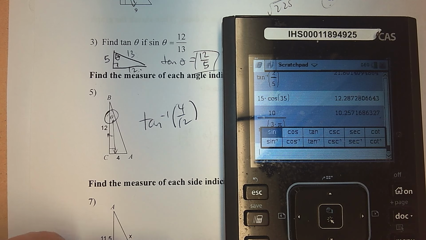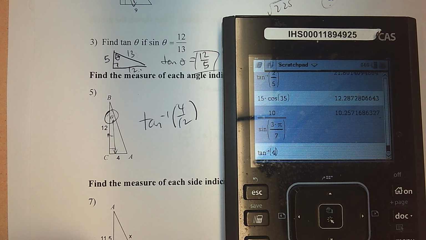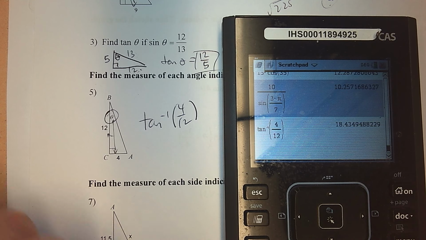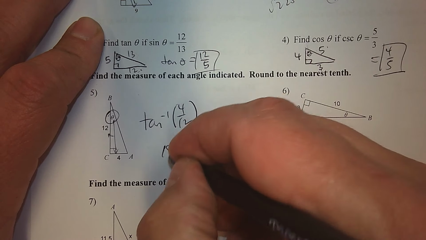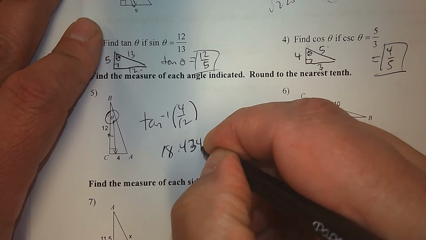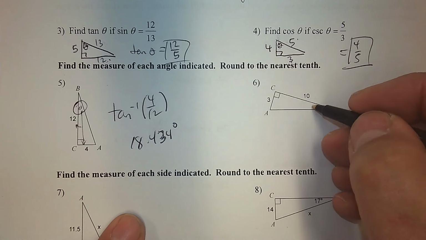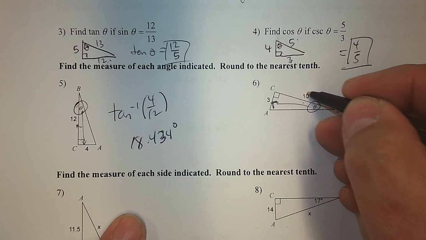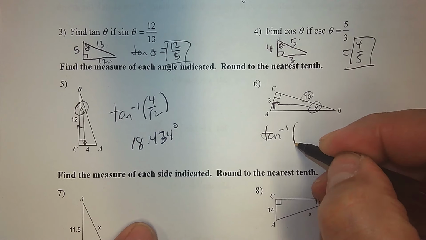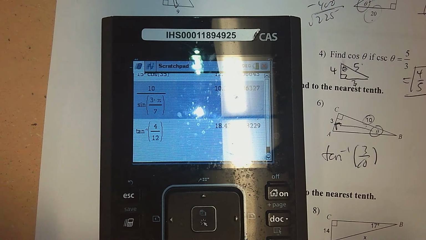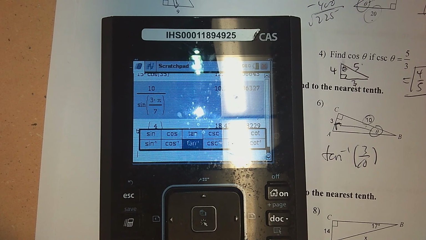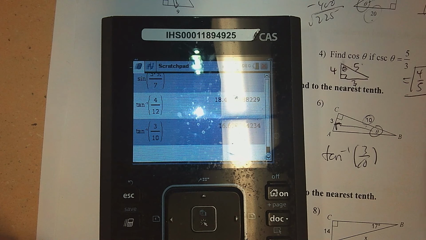Now find inverse tangent, and then type in 4 over 12, Control Enter, and the approximate angle is 18.434. Here, again, opposite and adjacent, so it's the same one, tangent. Inverse tangent, 3 over 10, and then use your calculator. So it's about 16.699 degrees.